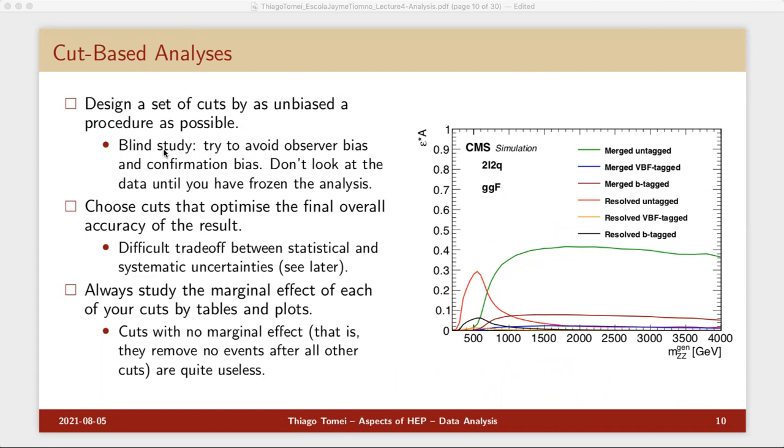But here's the key. You want to do this in an unbiased way. And the idea is that we usually do this in blind studies. What are blind studies? You design all of your cuts and all of your analysis in simulated data. And then you tune, you optimize, and only then you run the analysis on real data and unblind.